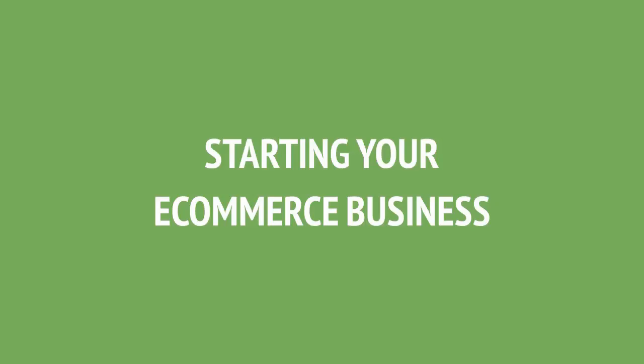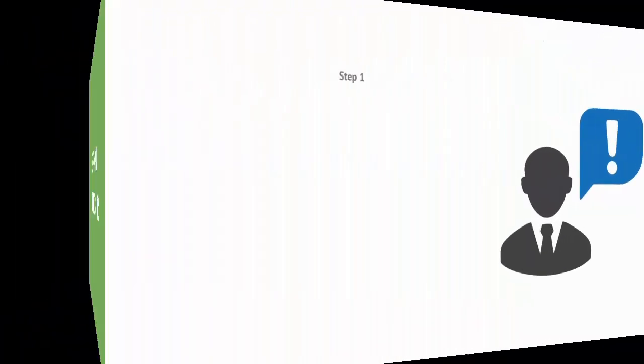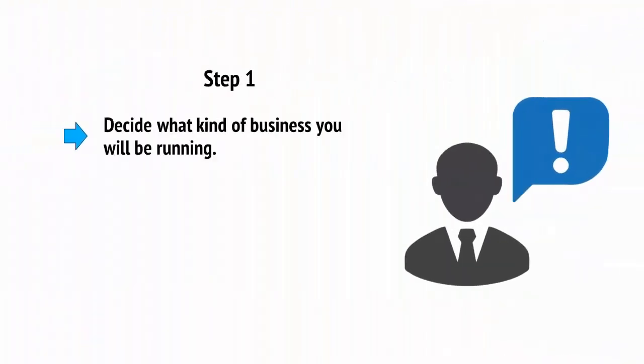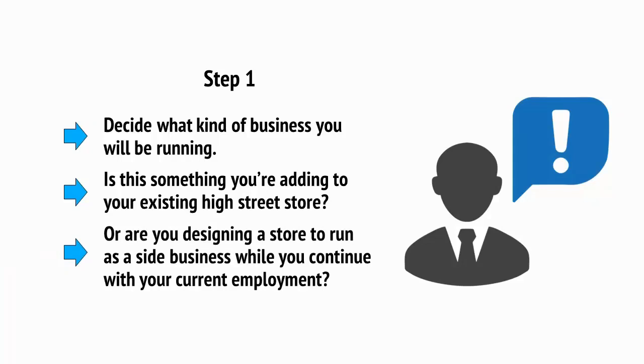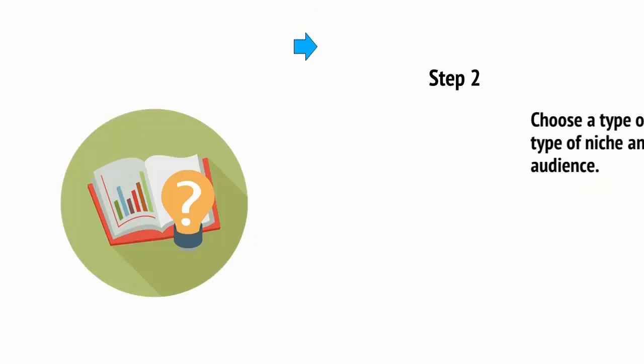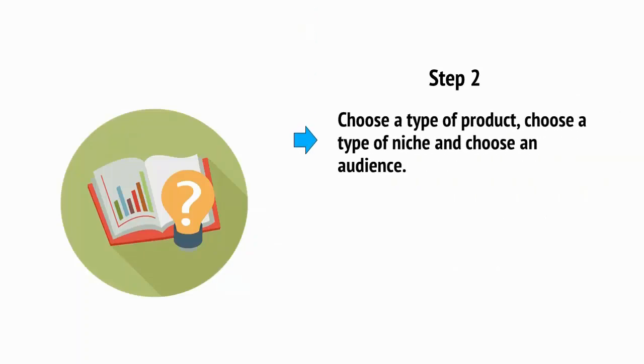To recap then and set you off, just follow these simple steps. Step number 1, decide what kind of business you will be running. Is this something you're adding to your existing high street store? Or are you designing a store to run as a side business while you continue with your current employment? Step number 2, choose a type of product, choose a type of niche, and choose an audience.